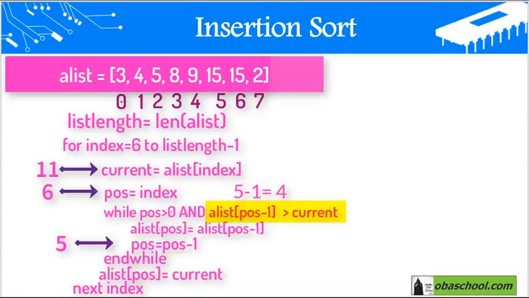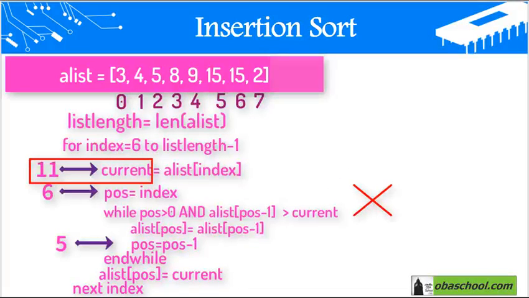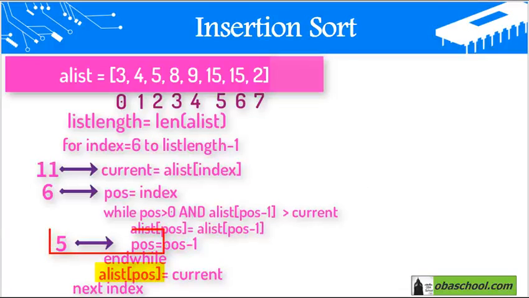What is the number found on index 4? It's 9. Is 9 greater than the current, which is 11? This condition is false. So we end the while loop and we put in a list pose, which is 5, the current value, which is 11. So now this is the new list.